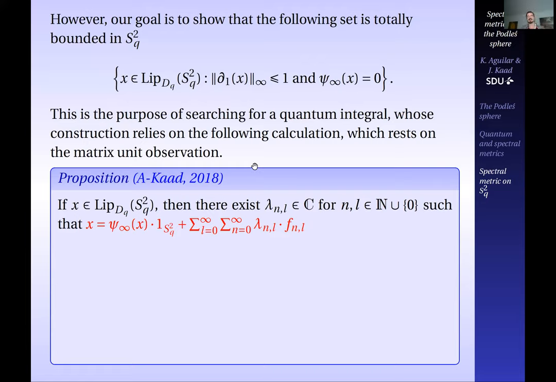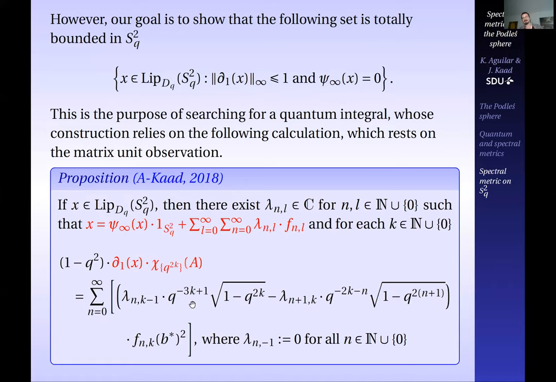So the idea is that we took an element x, applied the derivation to it, and then hit the element with these characteristic functions, okay? And then we saw how to undo that. So just to show you, this is the type of calculations we dealt with. Again, I don't expect anybody to get anything from this equation, just to tell you that this was our approach.